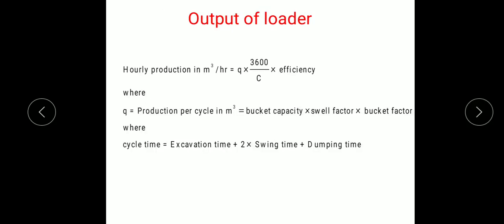Next is the output of the loader. The output of a loader is found in meter cube per hour, and the hourly production is given as equal to Q into 3600 divided by C, into efficiency, where Q, the production per cycle in meter cube, is equal to bucket capacity multiplied by swell factor multiplied by the bucket factor, and cycle time is found by the formula: cycle time is equal to excavation time plus 2 into swing time plus dumping time. So this is about the excavators and loaders.